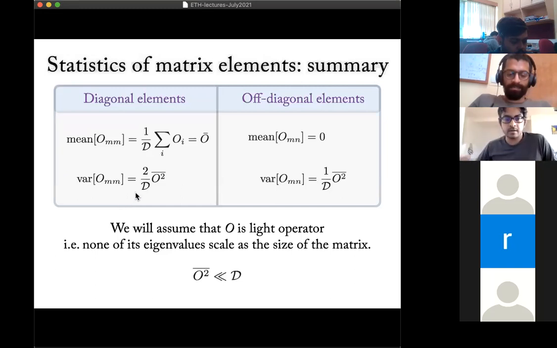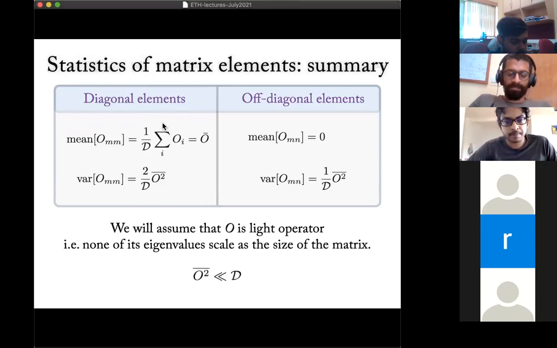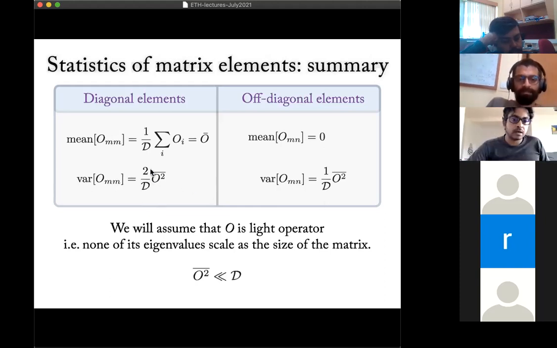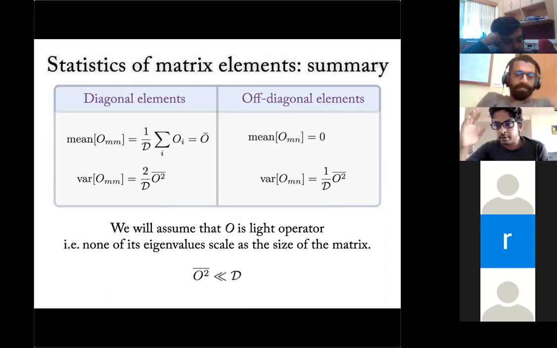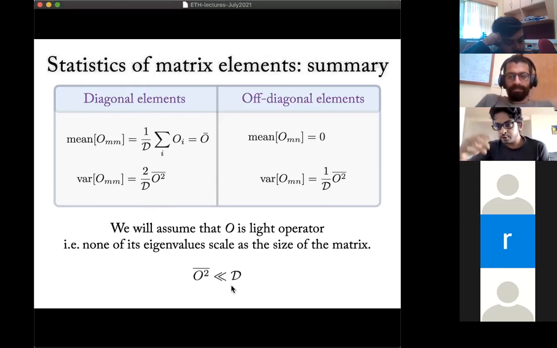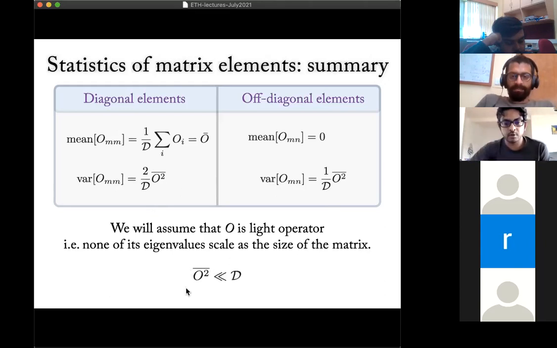Okay, so to summarize, for the diagonal elements, the mean was essentially given by the trace and it's this, whereas for the off-diagonal elements, the mean is 0. And the variance of both the diagonal and the off-diagonal elements is suppressed as 1 over d. Now, while doing this, we assumed that O is a light operator, that its eigenvalues do not scale as the size of the matrix. This is an assumption which is made. Simple operators obey this inequality.